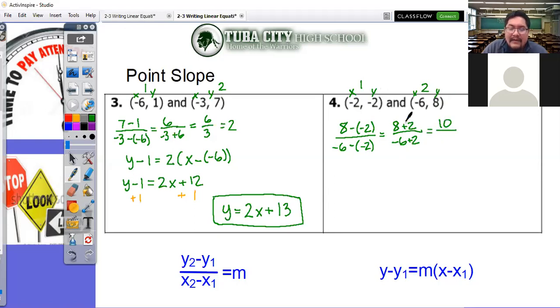And then that way I can just get to my slope a little bit faster. So 8 plus 2 is 10. 2 minus 6 is going to be negative 4. And in this case here, I have a fraction, but I can't really divide it.